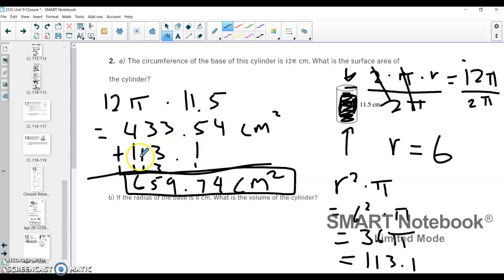Again, how I did that was I found the area of the tube by taking the circumference of the top and multiplying that by the height. So I took circumference multiplied by height, got the 433 for the tube. Then I found the area of the circular lid by finding the radius, which was 6, and using radius squared times pi to give me my area, which was 113. I added 113.1 twice because that was adding the lid and the bottom part, and that got me my final answer of 659.74.